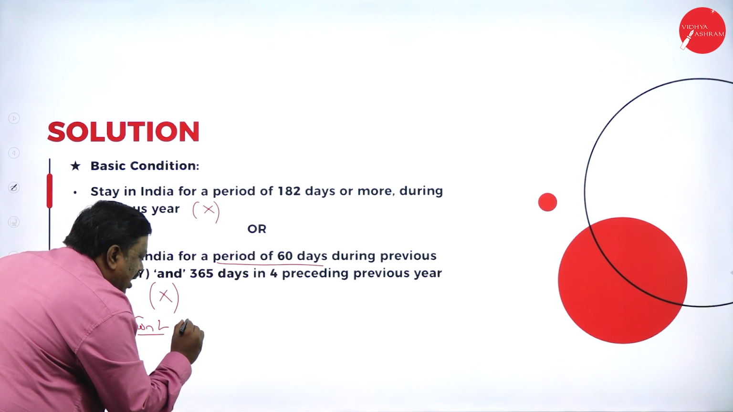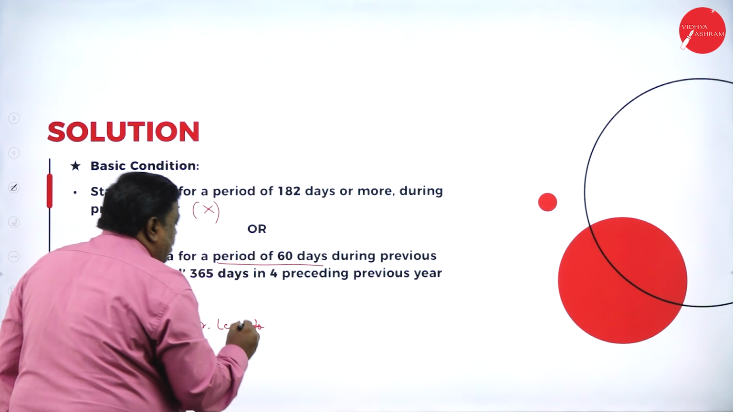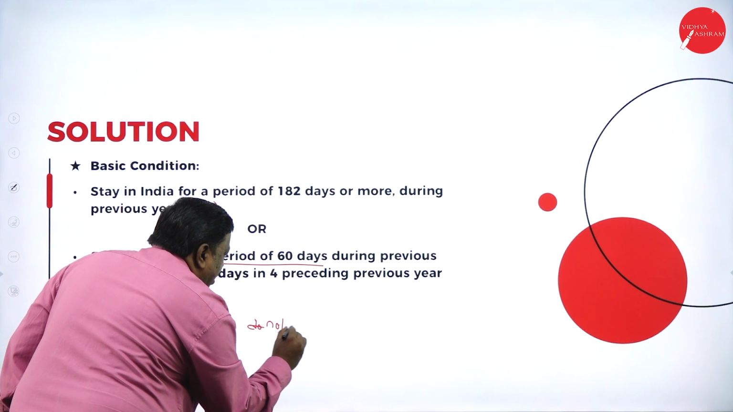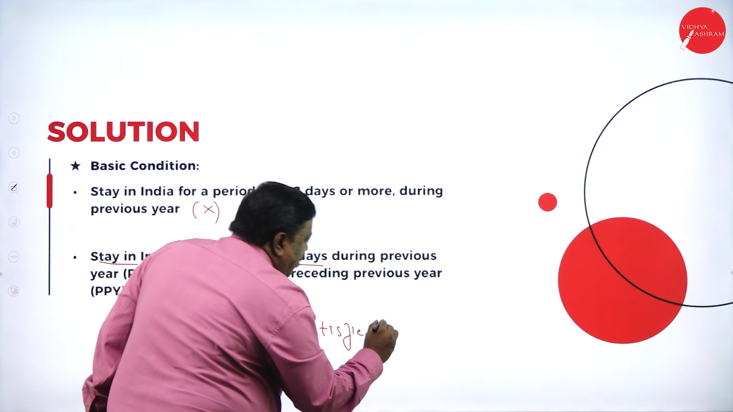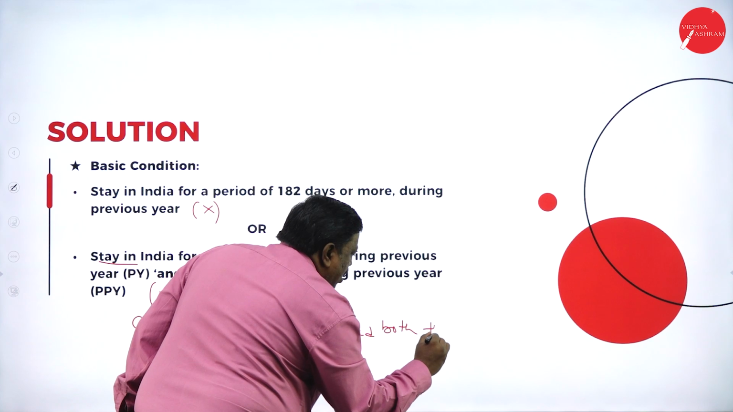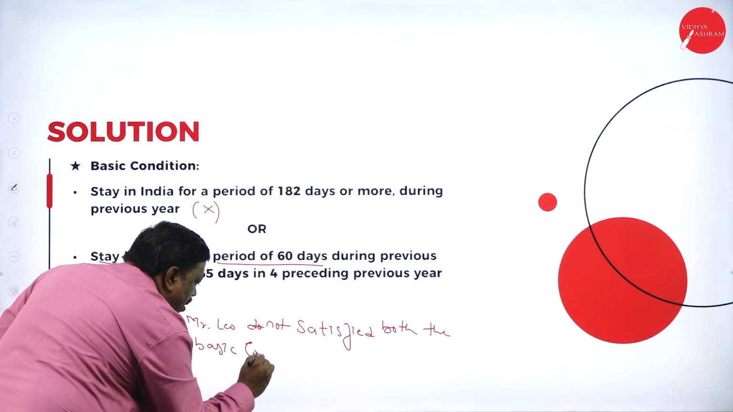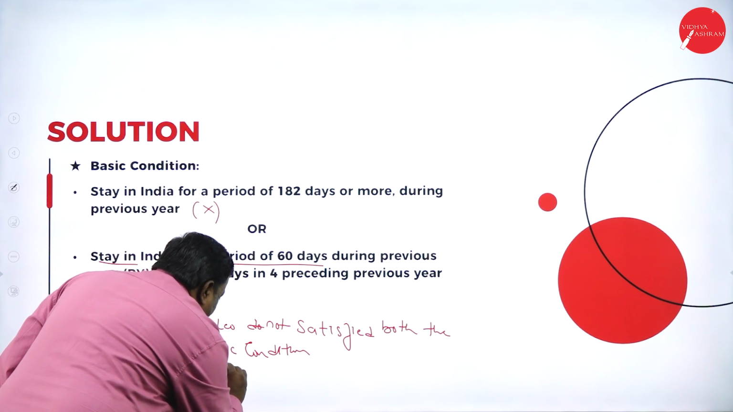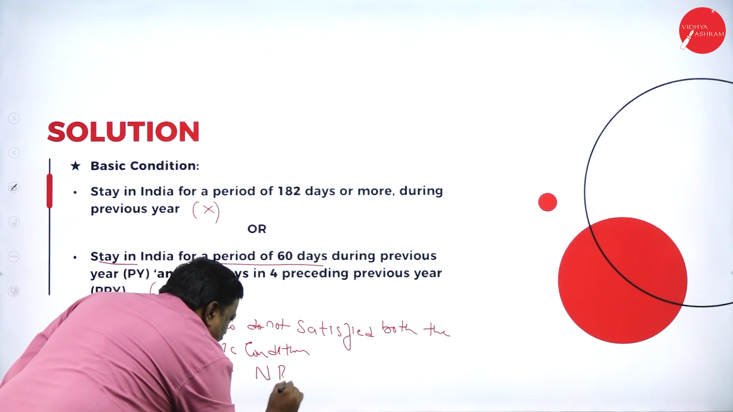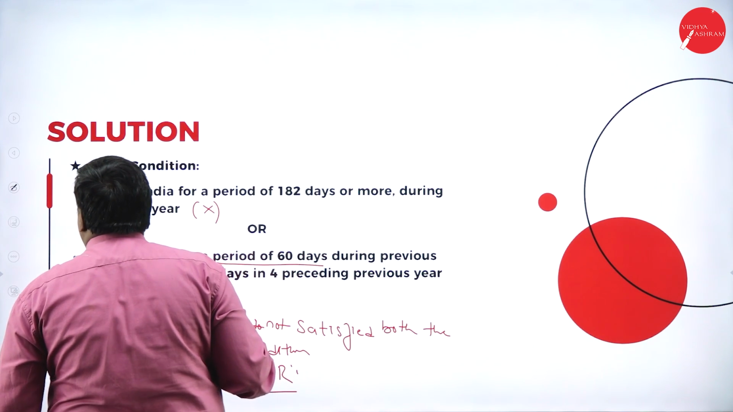Conclusion will be Mr. Leo not satisfied. Mr. Leo not satisfied both the basic conditions, therefore status will be non-resident. So the status will be non-resident for previous year.